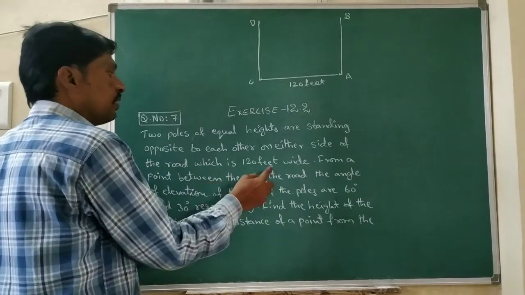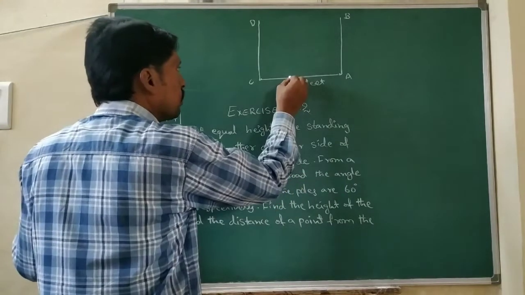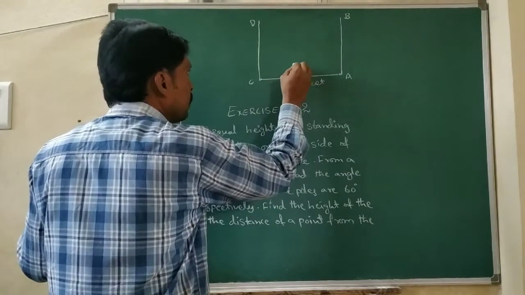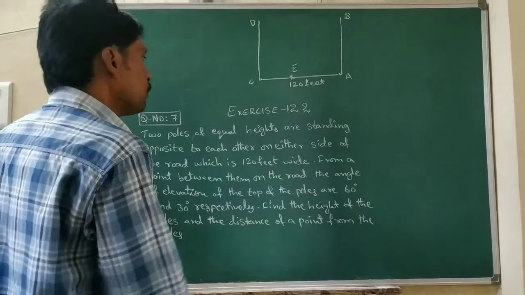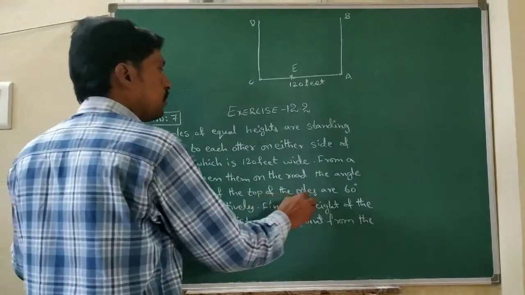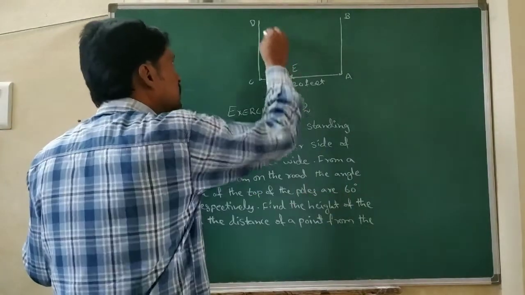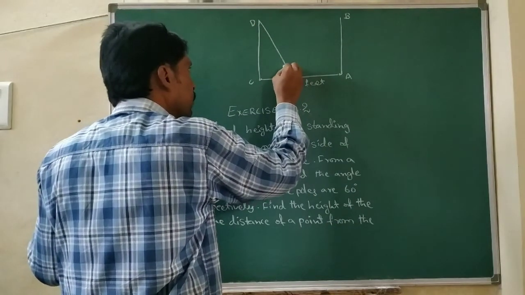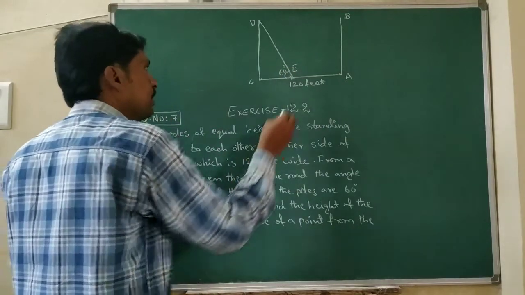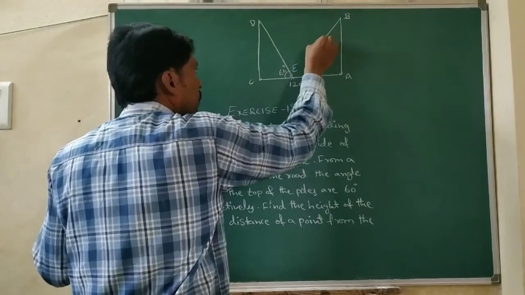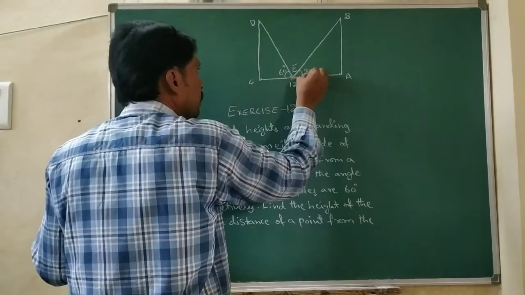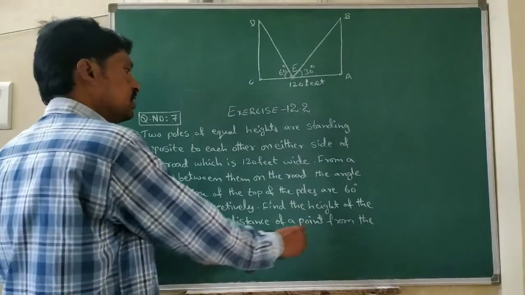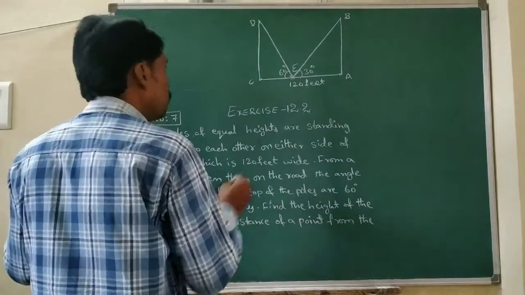From a point between them on the road. So on the road one point is there, you can take that point as E. The angle of elevation of the top of the poles: here it is making a 60 degrees angle, and the other is making a 30 degrees angle. So find the height of the poles and the distance of the point from the poles.